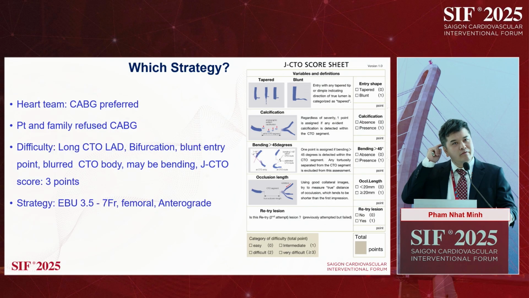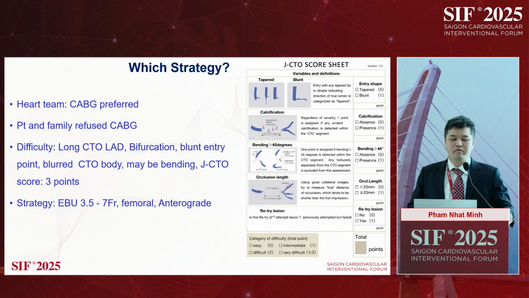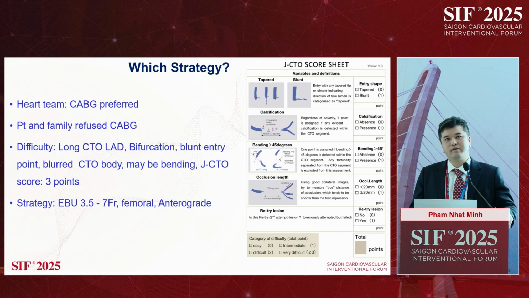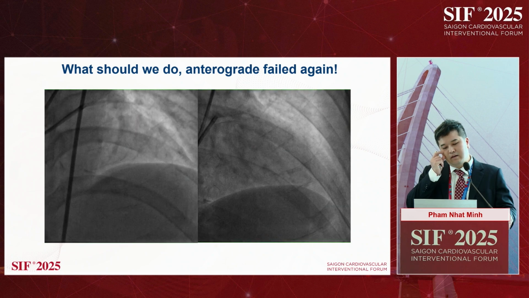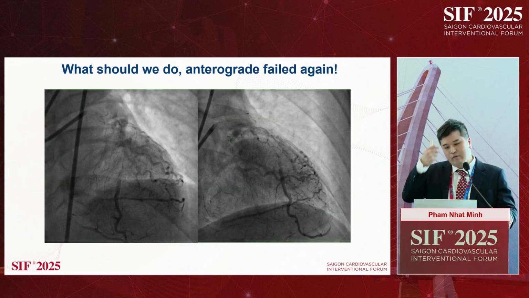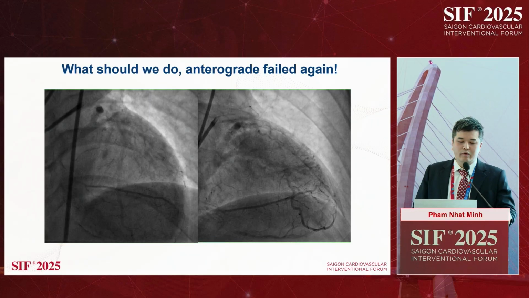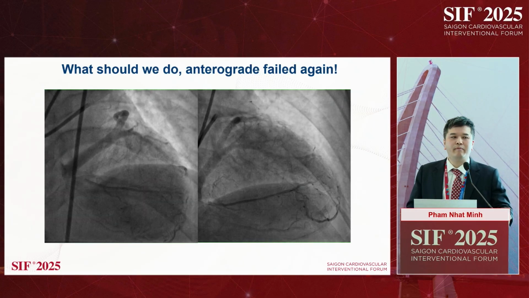We can see that this is a very long LAD CTO, and we really tried to open this hard CTO. We have a quite blunt entry point, maybe blurring the CTO body, and the CTO score in this case is maybe more than 3 points, which shows a very difficult case. After about 1 hour of antegrade wiring with several guide wires, we still failed, because the entry point of the LAD was blunt and ambiguous.